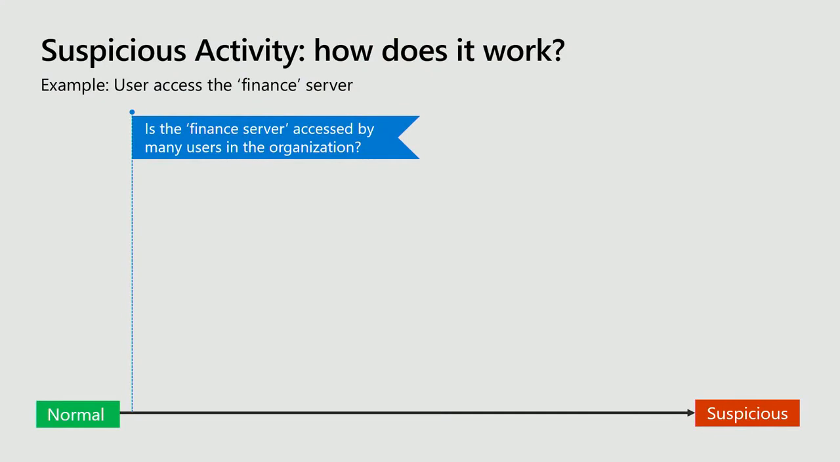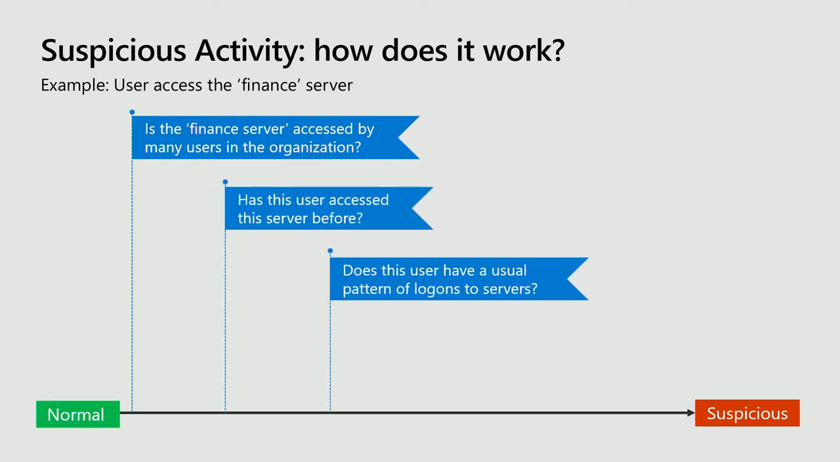The first check that we are going to do is to understand how popular the finance server is at the organization. Think about it. If the finance server is super popular, there's nothing interesting for people who are going to the server, right? It doesn't make any sense. So we'll be looking at that, followed by understanding whether this is the very first time that Tali is accessing the finance server, or maybe Tali has a pattern that usually lets her access many new servers at once.